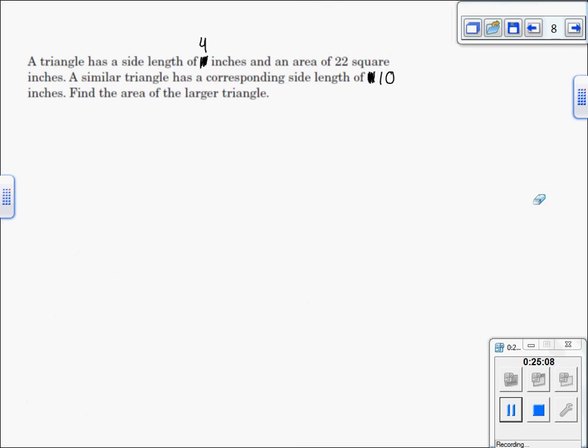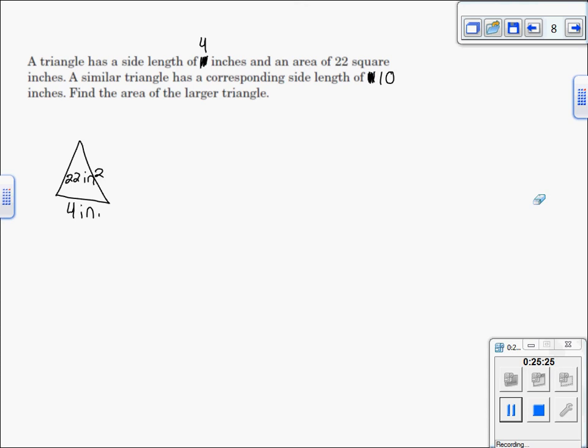Now take a moment to press pause and try this example on your own first. Alright, so this says a triangle has a side length of 4 inches. So I'm going to just make up a triangle. Triangle and side length 4 inches. So I'll just call this 4 inches. Doesn't matter which side, it didn't say which one.